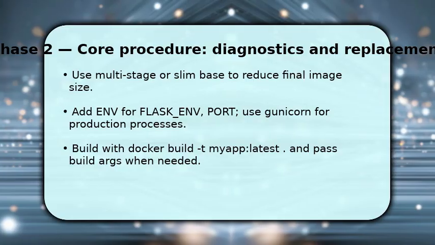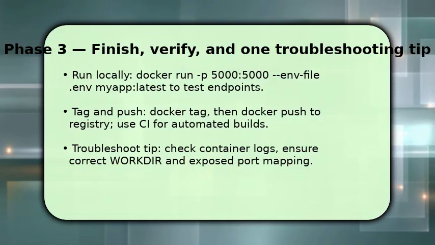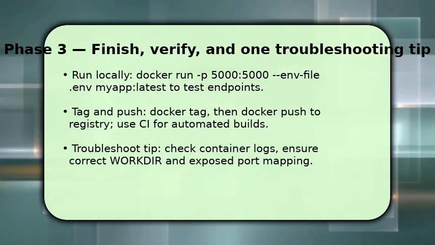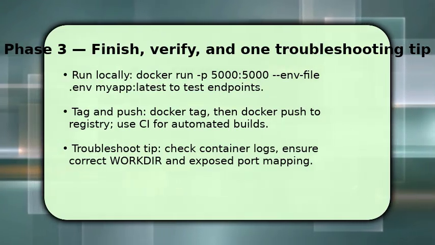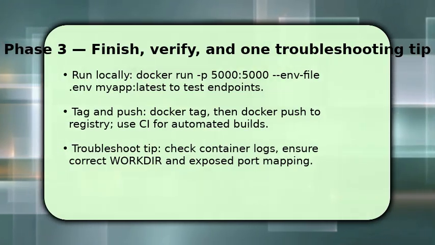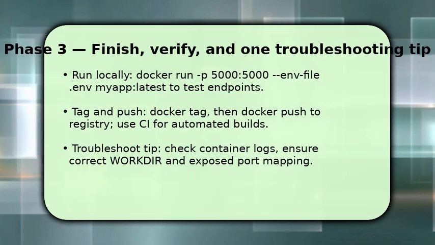Finally, run and verify the container locally by mapping ports and supplying environment variables. For example, docker run -p 5000:5000 --env-file .env myapp:latest so you can hit /health and other endpoints. Once validated, tag the image for your registry and push it.